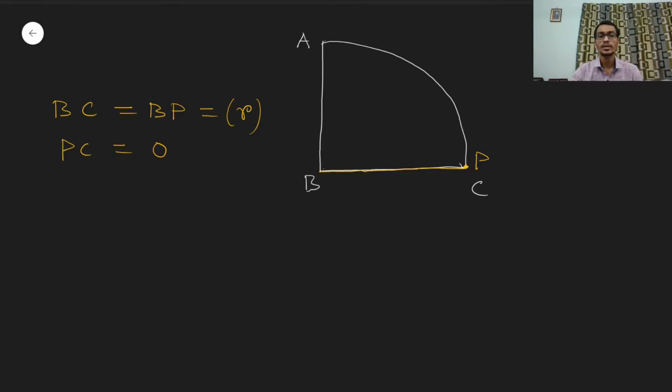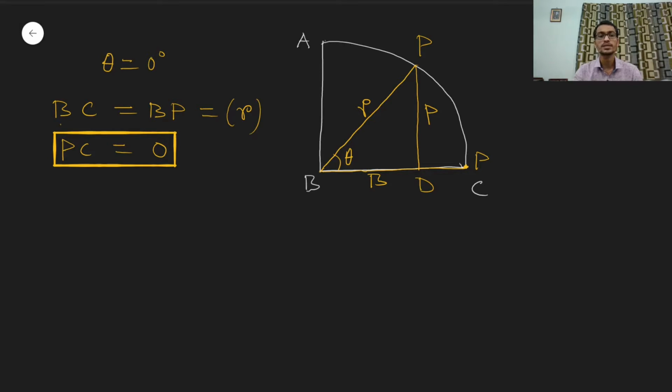So again we will see the previous triangle. Here PD was the height or perpendicular, BP was the hypotenuse and BD was the base with respect to the angle theta. So here for the angle 0 degree, our perpendicular is PC, that is equal to 0, and hypotenuse, that is BP, is equal to R, and obviously the base is also R.